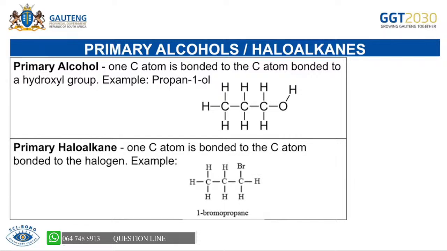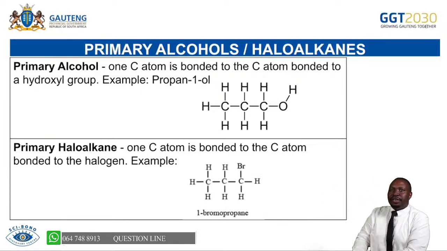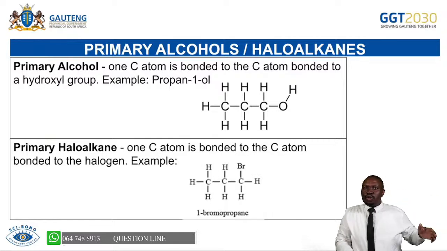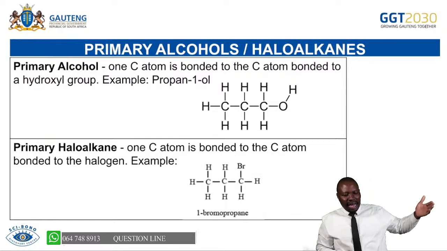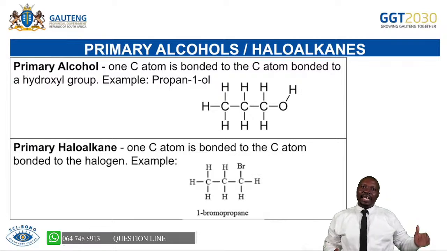So you got to know that the same will apply to a haloalkane, the same will apply to an alcohol. Now, when it comes to a primary alcohol, we're saying that the carbon atom that is bonded to the hydroxyl group is bonded to one other carbon. You can see the first carbon there is bonded to the OH. How many other carbons is it bonded to? So you see that it's bonded to one other carbon. And then when it comes to haloalkanes, the same thing. The carbon that is bonded to the halogen is bonded to one other carbon.